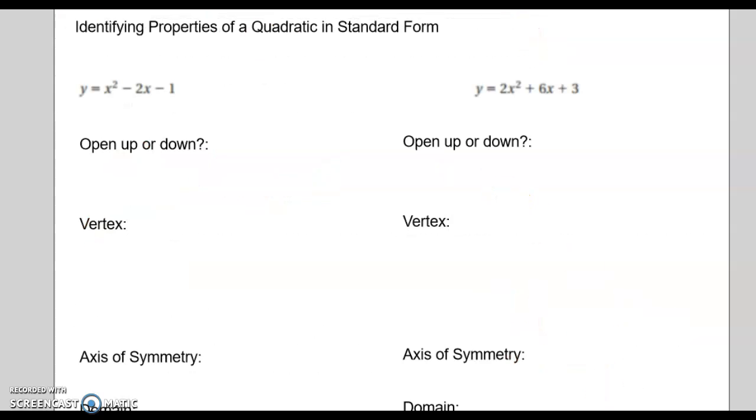All right, let's just go through a few examples of looking at these properties that we just went over. Notice these examples are both in standard form. So for the first example, I'm just going to kind of write it in standard form. Remember, standard form, I'm going to write it above here, is ax squared plus bx plus c.